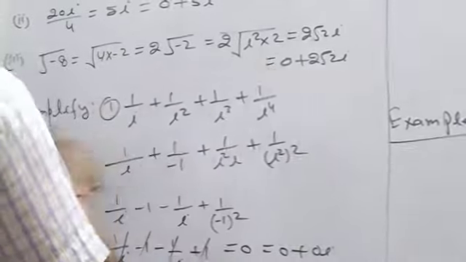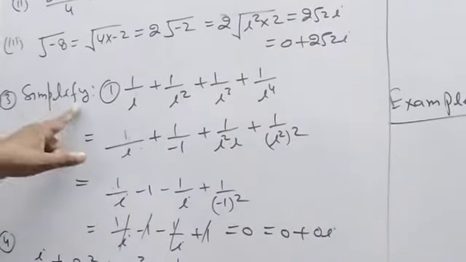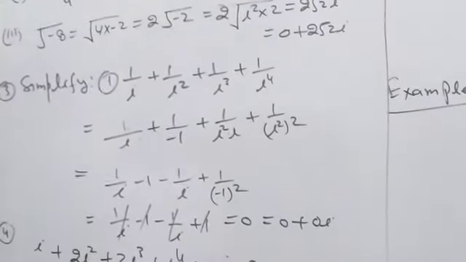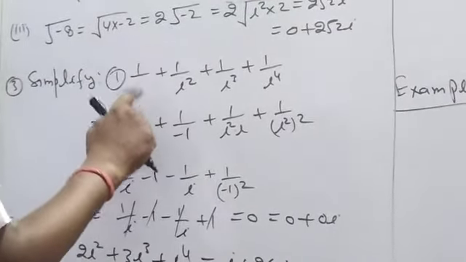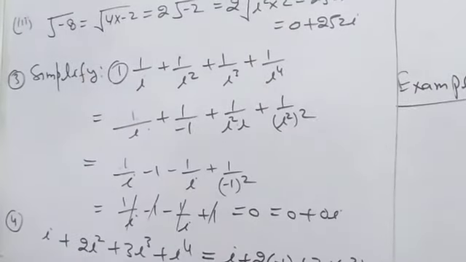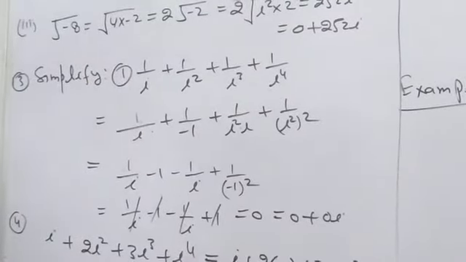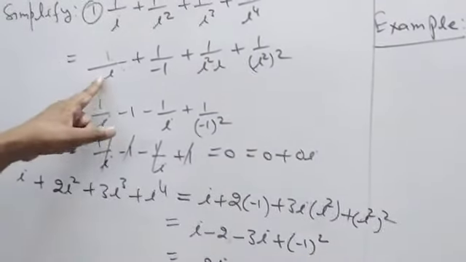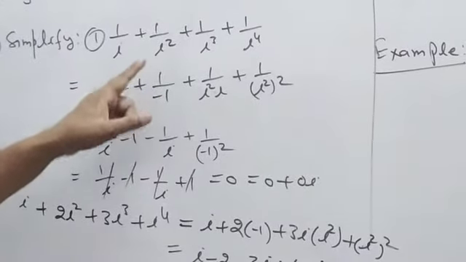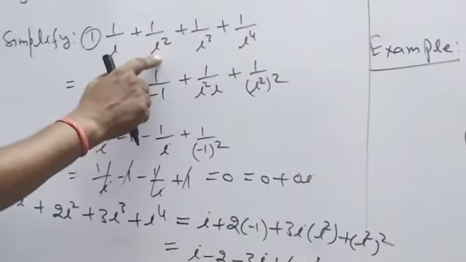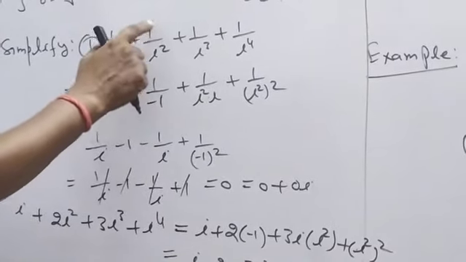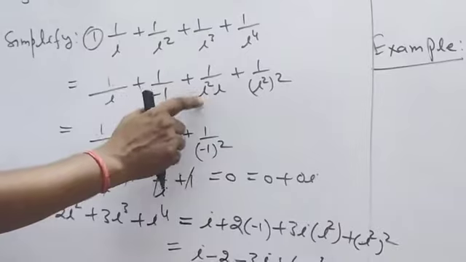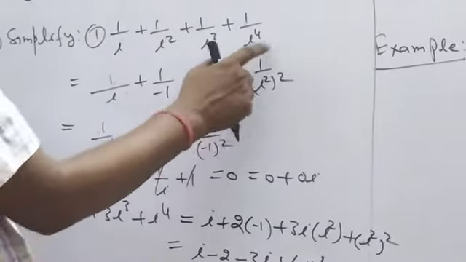Now example number 3. Example 3 is very most important. Simplify this question. Means 1 upon i plus 1 by i square plus 1 by i cube plus 1 by i power 4. Clear? 1 by i plus 1 by i square. We know that i square is equal to minus 1. So 1 upon minus 1 plus 1 upon i cube means i square into i plus 1 upon (i square) whole square.